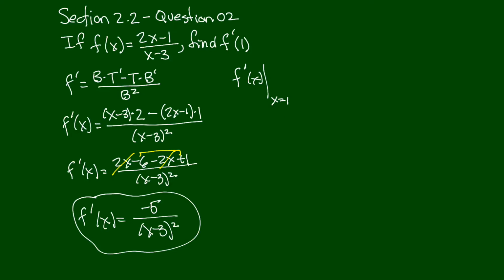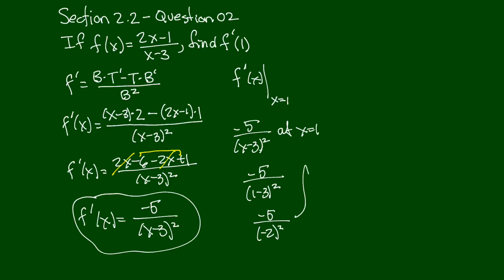So our expression is negative 5 over x minus 3 squared. And if I put in a 1, I'm going to get, okay, at x equals 1, we will get negative 5 over quantity 1 minus 3 squared. How about negative 5 over negative 2 squared? I'll do it right up here. Negative 5 over negative 2 times negative 2 is 4. So there we go. So we're going to claim now that f prime of 1 is negative 5 over 4.